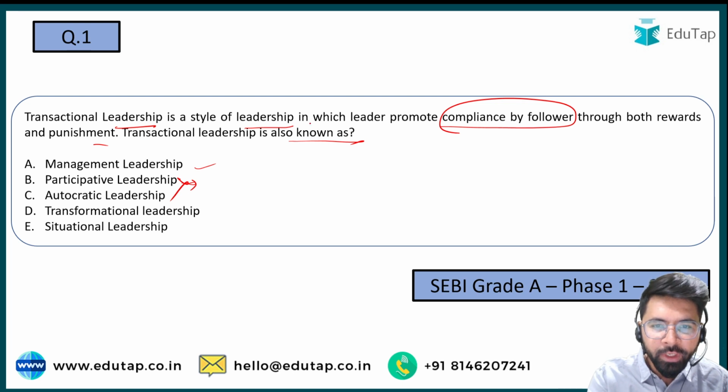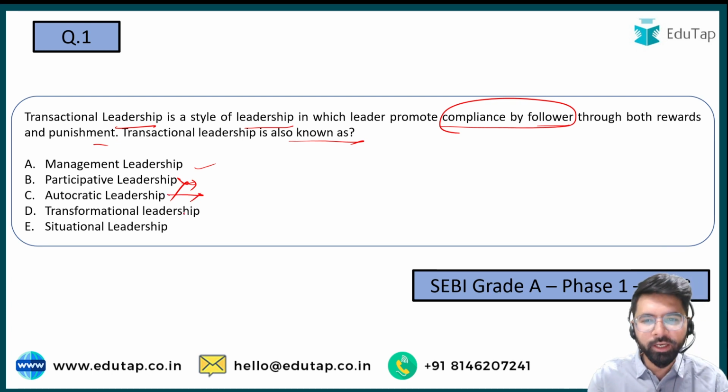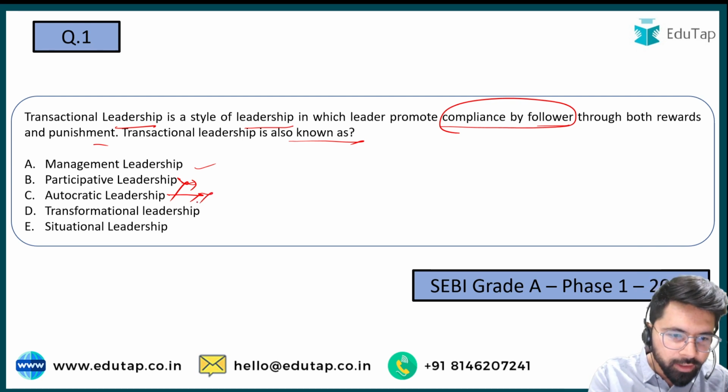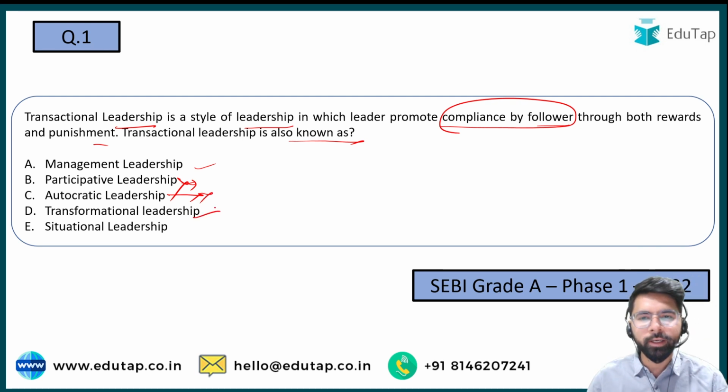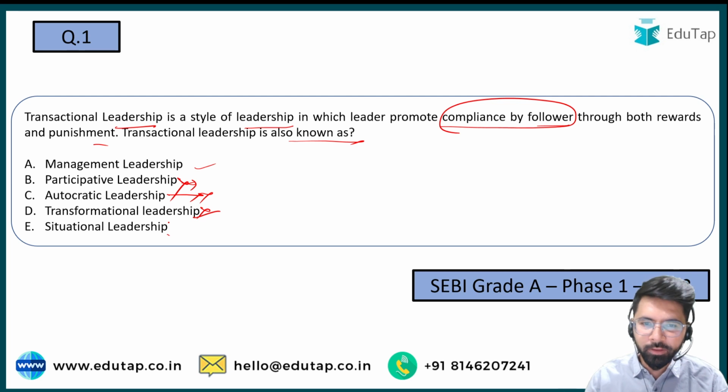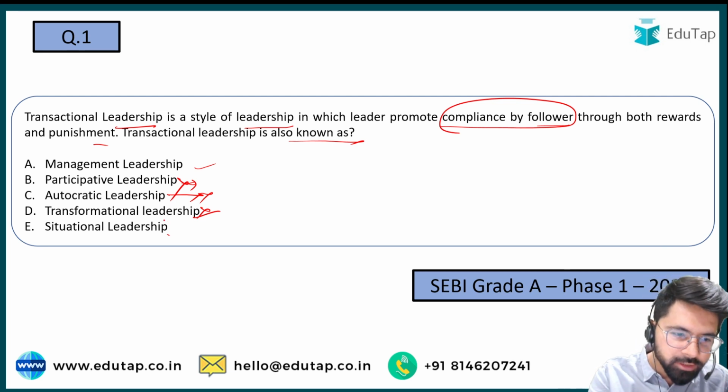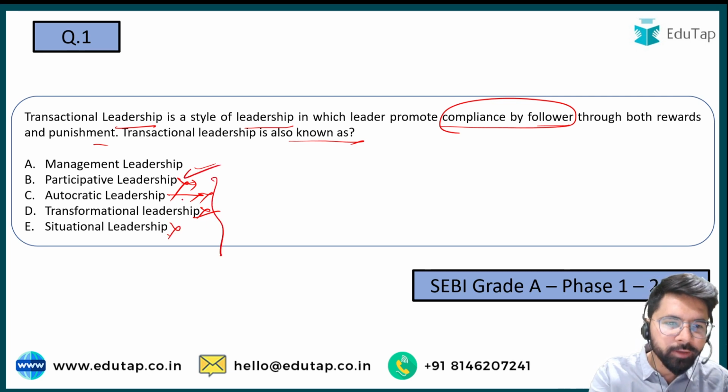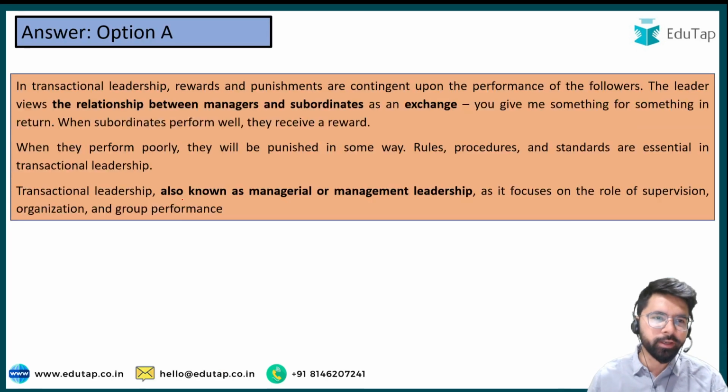Here it is saying in which leader promotes compliance by follower through both reward and punishment. Here it is not talking about any reward and punishment. The leader says this has to be done, then that has to be done. Transformational leadership is also completely altogether different. If you had read about that particular concept, you would be able to eliminate this option. And situational leadership is dependent upon a particular situation. So friends, through the method of elimination, you would arrive at the answer option A, that is management leadership.